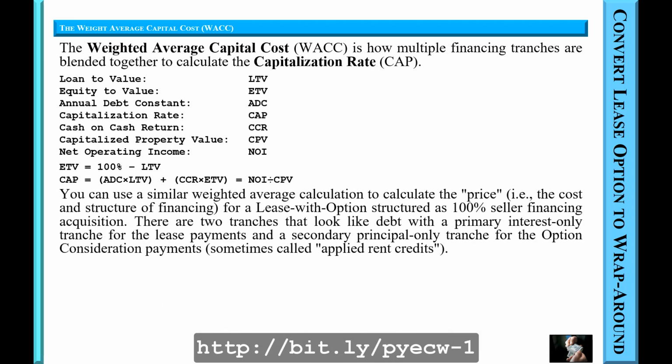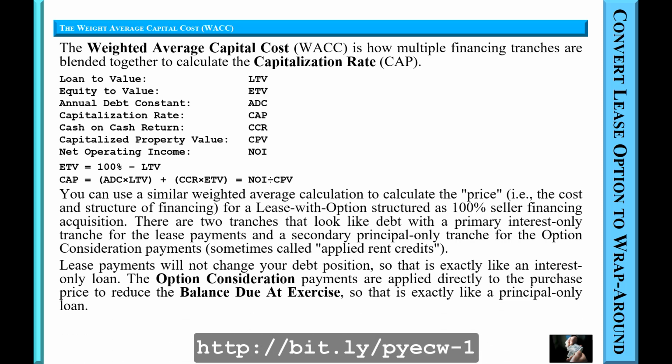You can use a similar weighted average calculation to calculate the price, that is, the cost and structure of financing for a lease with option structured as 100% seller financing acquisition. There are two tranches that look like debt, with a primary interest-only tranche for the lease payments and a secondary principal-only tranche for the option consideration payments, sometimes called applied rent credits.